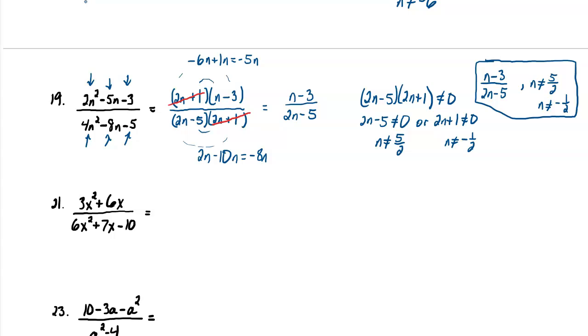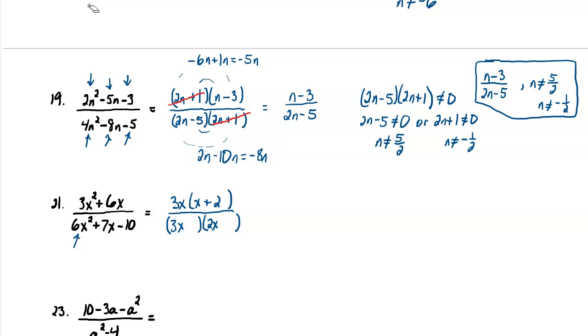Now number 21, simplify the fraction. The first thing you do is you put it in factored form. The GCF of the top is 3x. 3x times x is 3x squared. 3x times 2 is 6x. Now in the denominator, it's a trinomial, so if it factors, it will be 2 sets of parentheses. I need something that multiplies together to make 6x squared. It could be 3x times 2x, or it could be 6x times 1x.